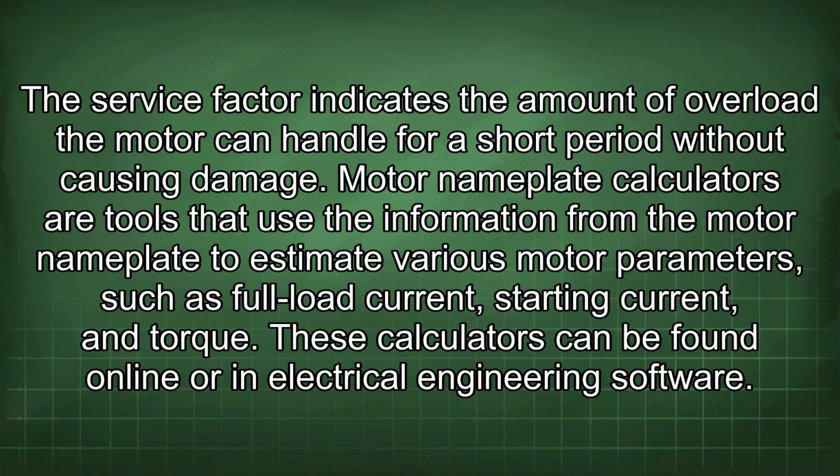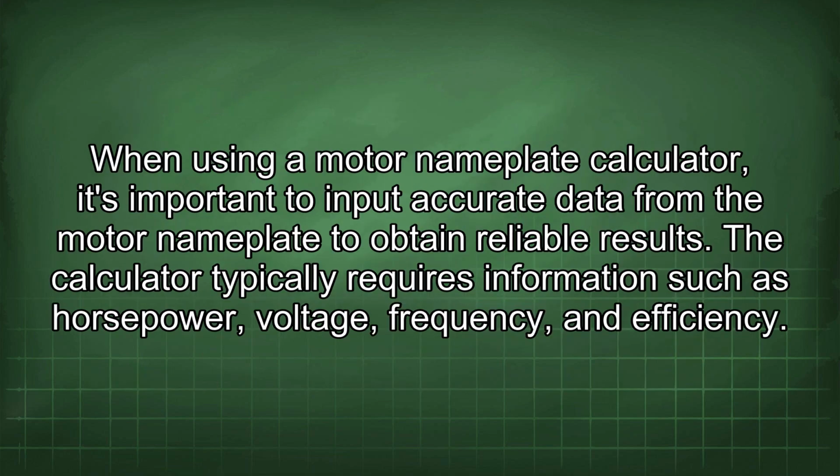Motor nameplate calculators are tools that use the information from the motor nameplate to estimate various motor parameters such as full load current, starting current, and torque. These calculators can be found online or in electrical engineering software. When using a motor nameplate calculator, it's important to input accurate data from the motor nameplate to obtain reliable results. The calculator typically requires information such as horsepower, voltage, frequency, and efficiency.